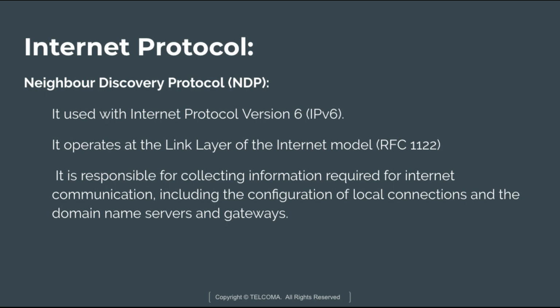Next is NDP, that is Neighbor Discovery Protocol. This protocol is used with IPv6, that is Internet Protocol version 6. It operates at the link layer of the Internet model and it is defined in RFC 1122. It is responsible for collecting information required for Internet communication, including the configuration of local connection and the domain name servers and the gateway.